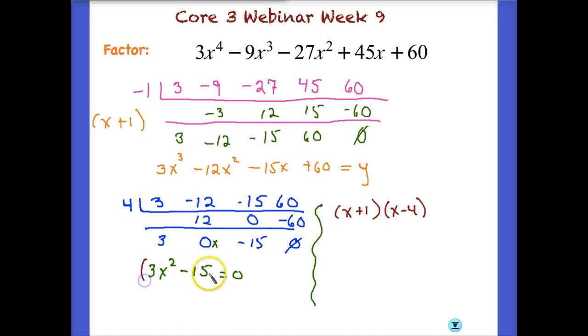So let me ask you guys this question, one of your final questions of the night, of the afternoon really. Am I done factoring 3x squared minus 15? What do you guys think? Am I done?